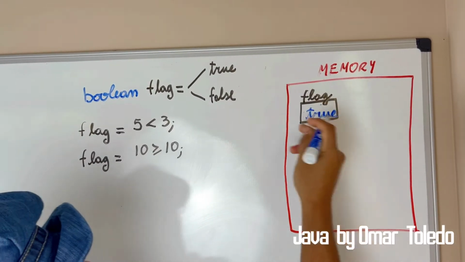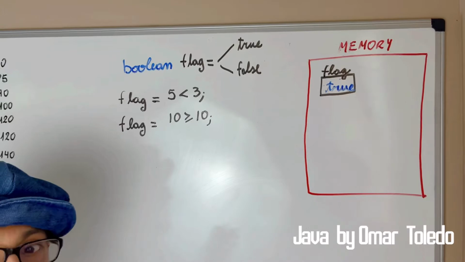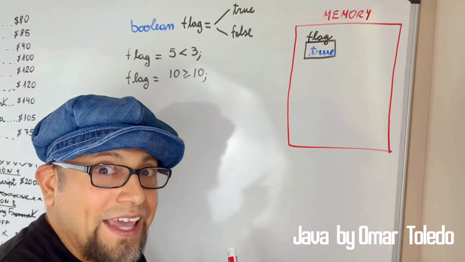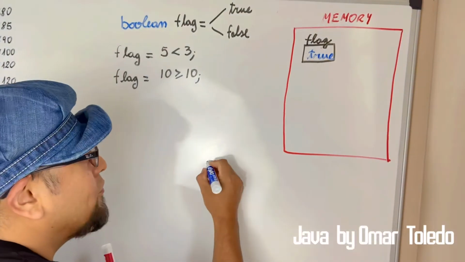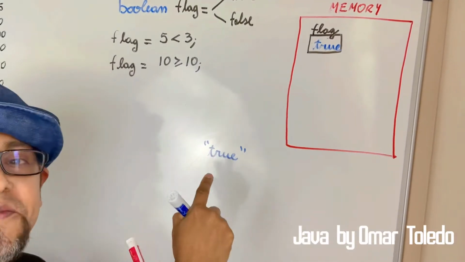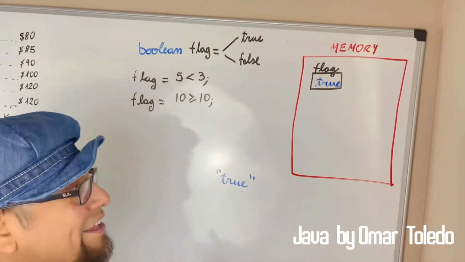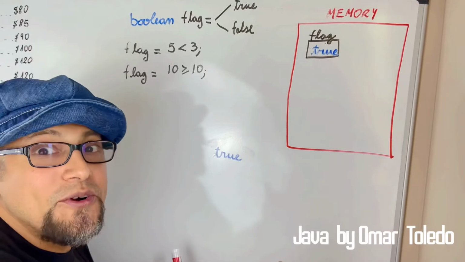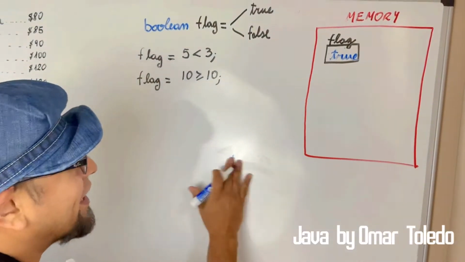Remember, true or false is not a string. It's a logical value. Don't confuse it: a double quotation mark makes a string. This is a logical value that can be true or false. That's it, you got it.